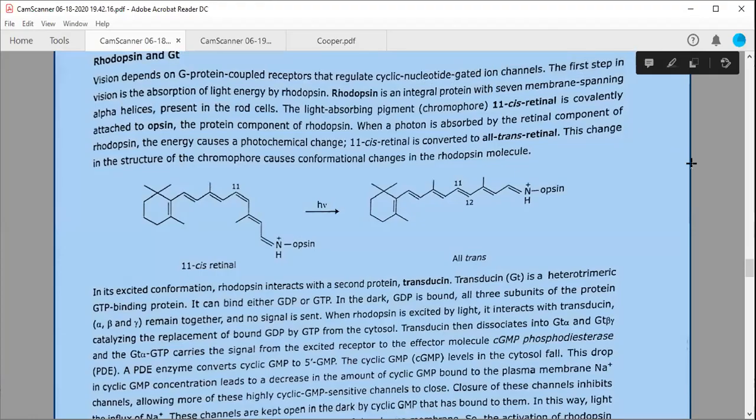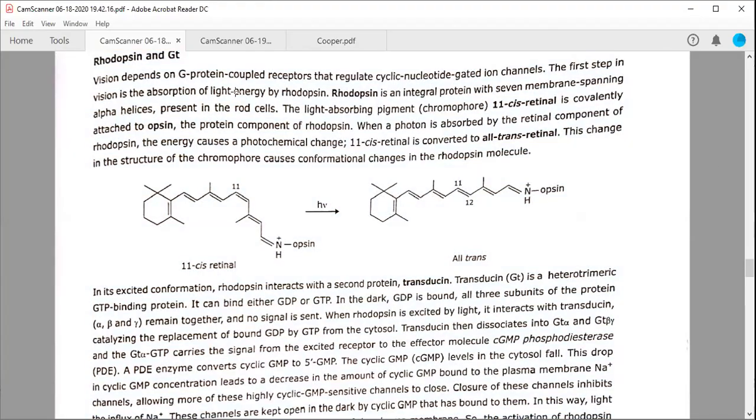So the first step in vision is the absorption of light energy by this particular rhodopsin protein. Okay, so rhodopsin is an integral protein with 7 transmembrane spanning helices present in our rod cells. Underline this, rod cells. The light absorbing pigment, that is the chromophore, is actually this 11 cis retinal. So okay, this is important. This is the chromophore, the colored pigment. It is covalently attached to our opsin, the protein component of rhodopsin. This opsin is a protein component of our rhodopsin, which is a GPCR.